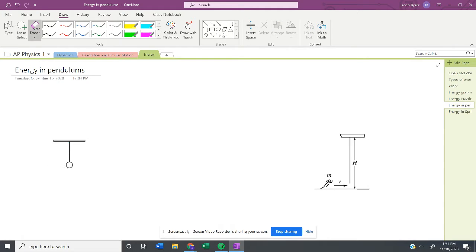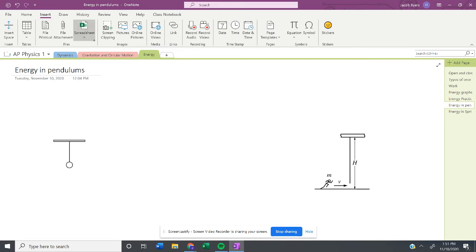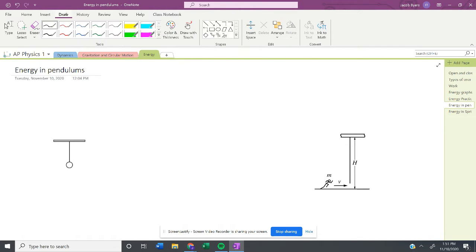that was not a very good drawing. Let's see here. Let's insert a line actually, or not. Never mind. Let's see if I can do this a little better this time. There we go. All right, cool. So we have our pendulum here now.